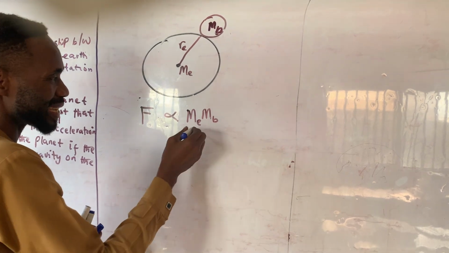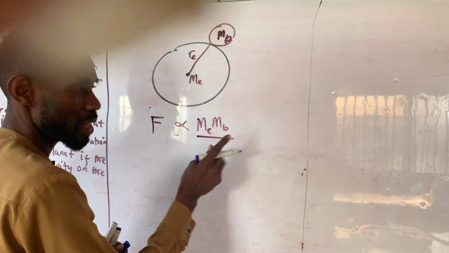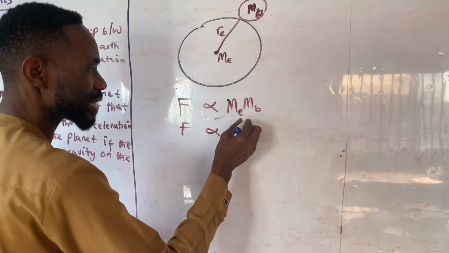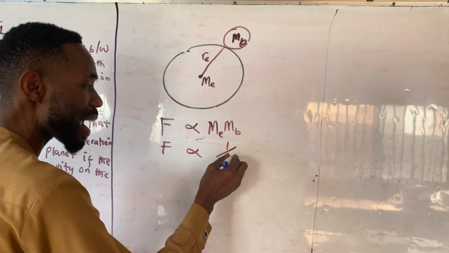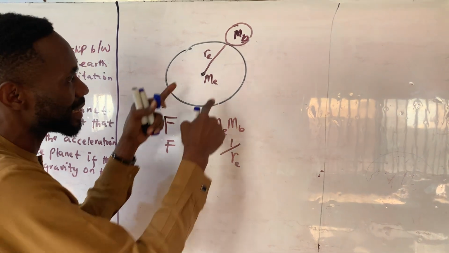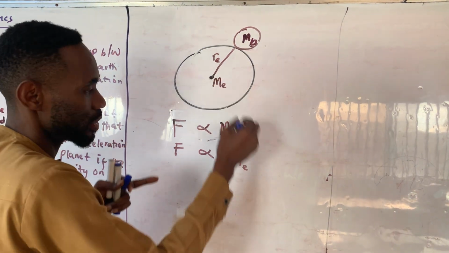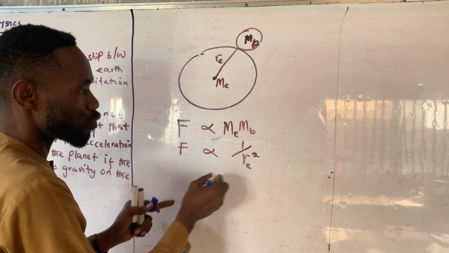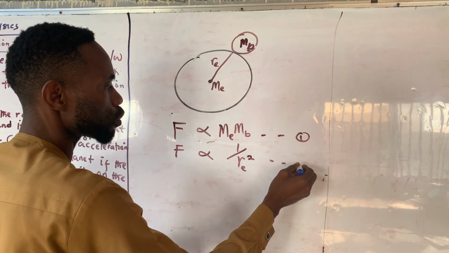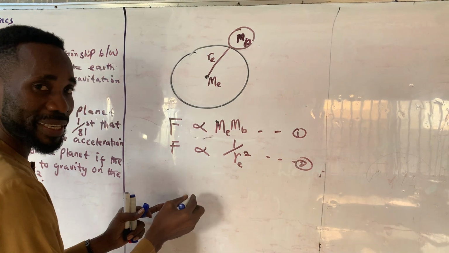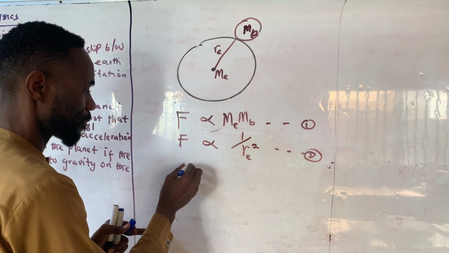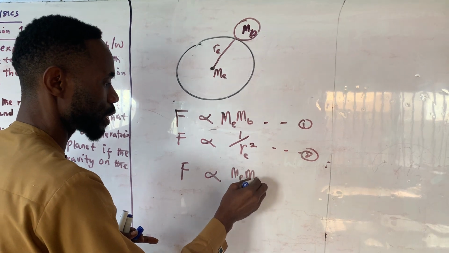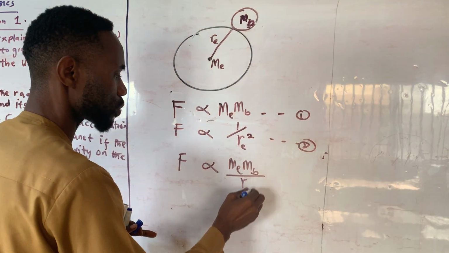This same force is inversely proportional to the square of their distance, and the distance here is the radius of the Earth. The square of the distance apart. Now, if we bring equation 1 and equation 2 together, we get a single equation: F is directly proportional to the mass of the Earth times the mass of the body, all over the radius of the Earth squared.